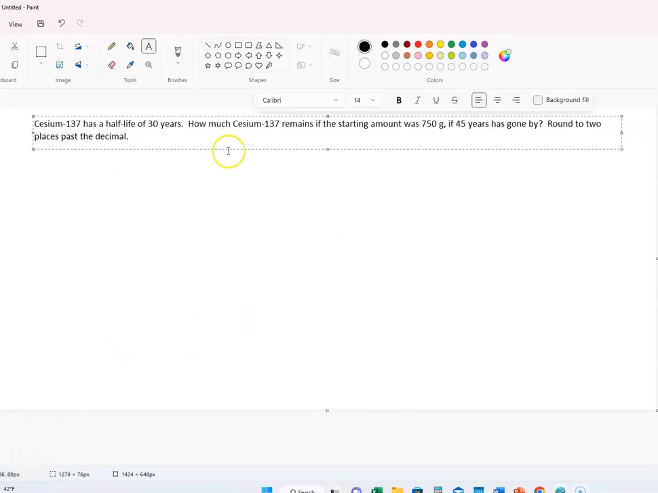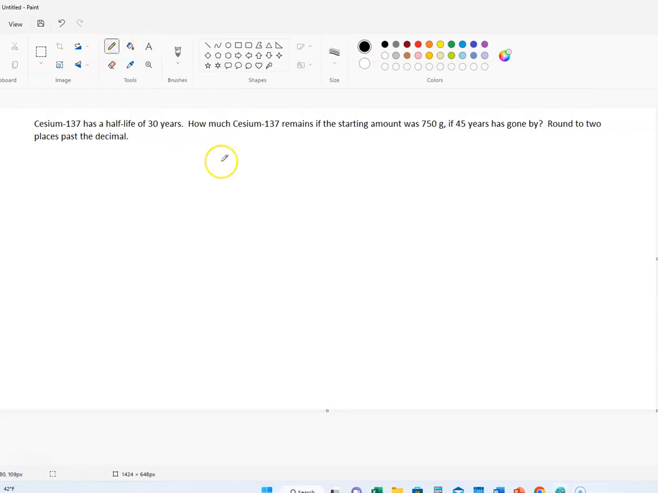I'll set it up. We have a very similar problem. We have cesium 137. Because it's radioactive, it has a half-life. We measured the half-life, and it happens to be 30 years. How much cesium 137 remains if this time the starting amount is 750 grams, and now only 45 years go by.